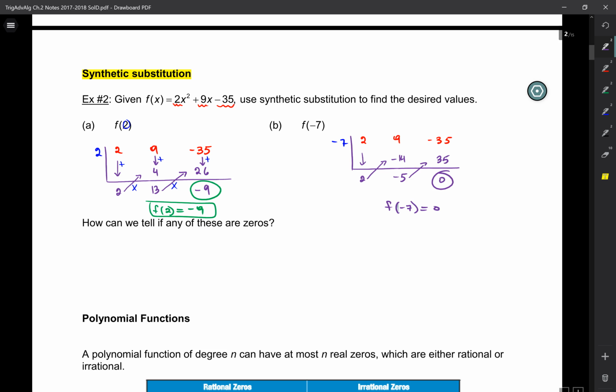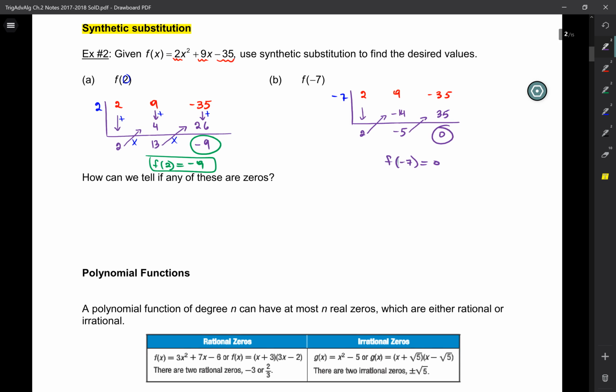is 0. Okay? Now, how can we tell if any of these are zeros? The chart ends with a 0. Normally we would use this to divide, and we used to call that last number the remainder, but basically it says that the last value is 0. Okay, so x equals negative 7 is a 0. Isn't that cool? So now we know direct substitution and synthetic substitution.